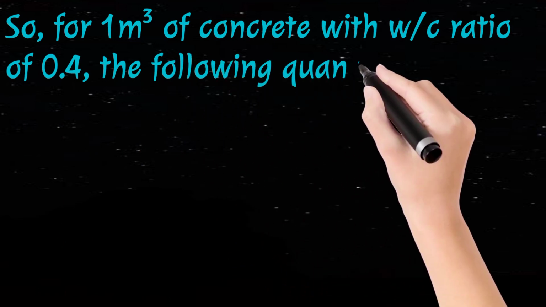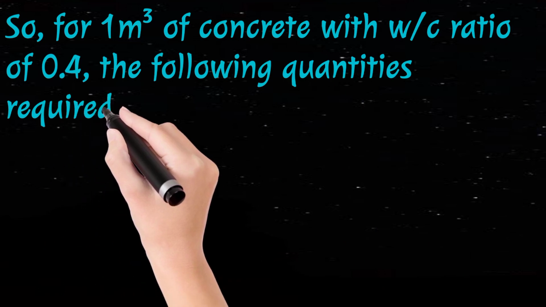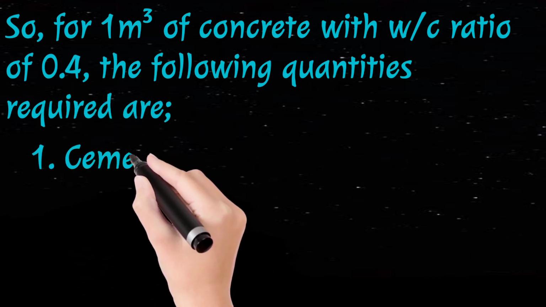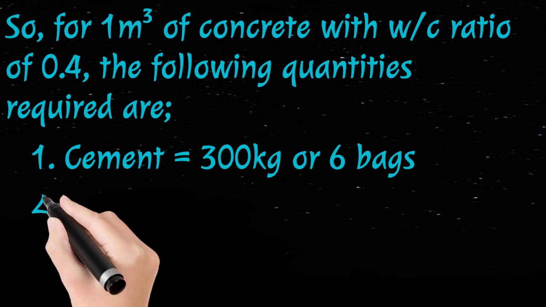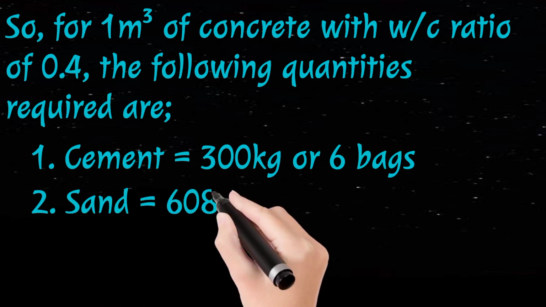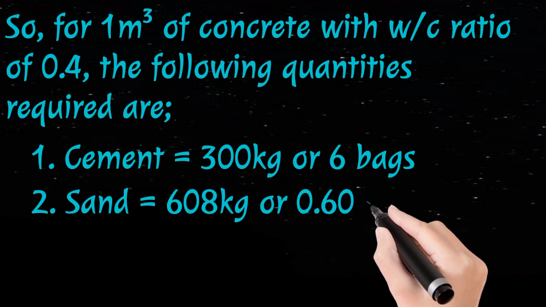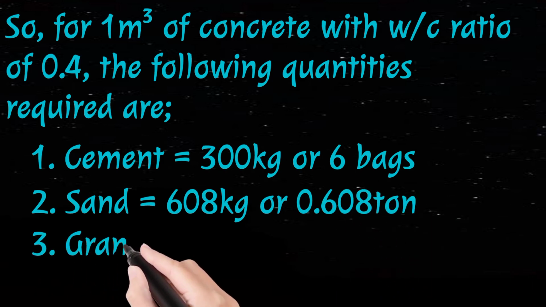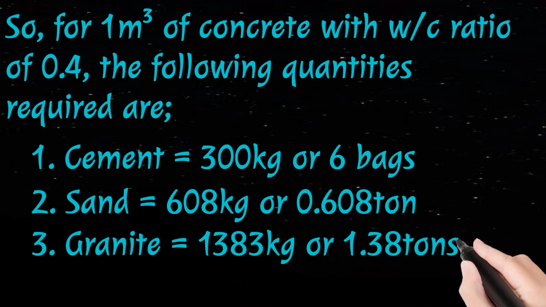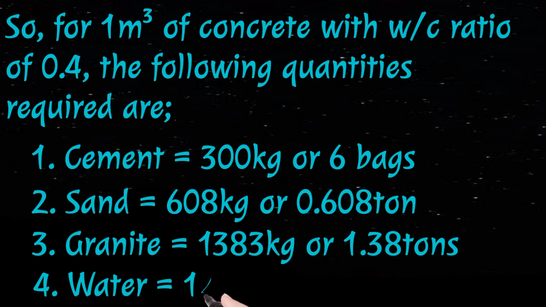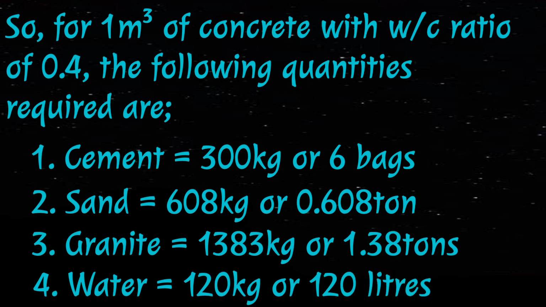Having gotten this, we can now say that we've gotten all the quantities that are required in 1 cubic meter of concrete, given the mix ratio of 1:4 and the water cement ratio of 0.4. The cement is 300 kilograms or 6 bags. For sand, we have 608 kilogram or 0.608 ton. For granite, we have 1,383 kilogram or 1.38 tons. For water, we have 120 kilogram or 120 liters.